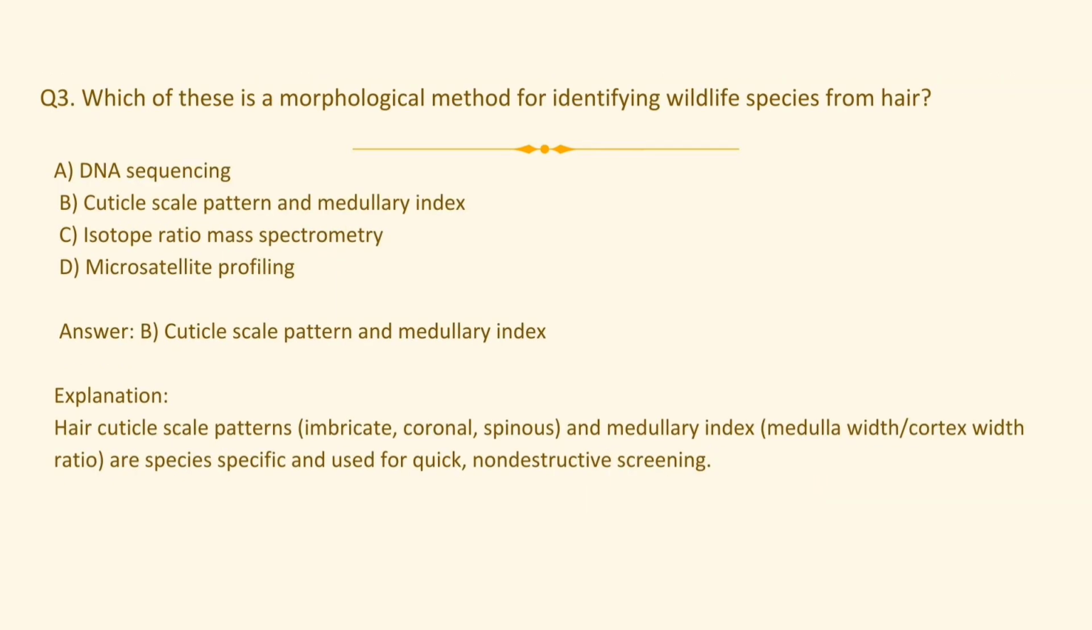Third, which of these is a morphological method for identifying wildlife species from hair? Answer is cuticle scale pattern and medullary index. Now, different species show distinct hair scale patterns and medullary ratios. Now, these features allow quick and non-destructive species identification without DNA analysis.